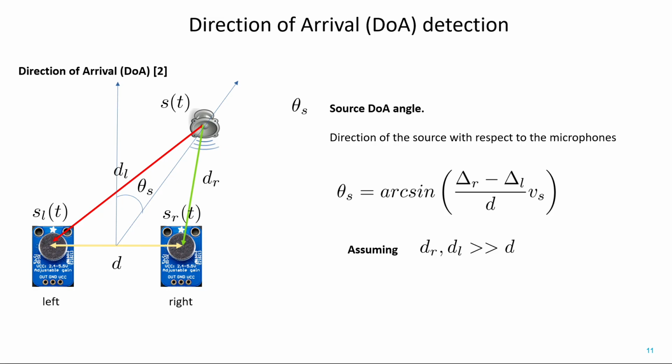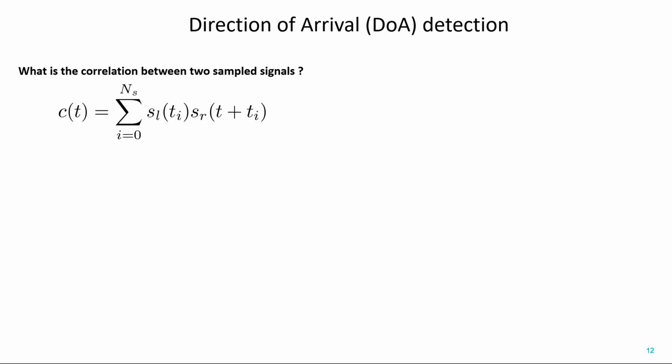Theta s equals the arcsine of the time difference of arrival multiplied by the speed of sound, divided by the distance d between the two microphones. And remember, this is only valid assuming that the distances dl, dr are much greater than d. So how do we actually measure this time difference of arrival? We will use the cross-correlation function.